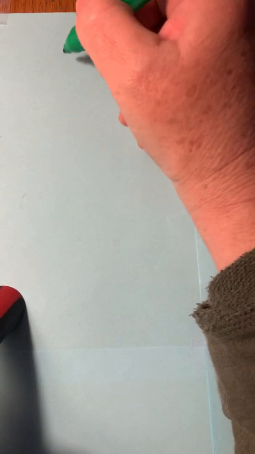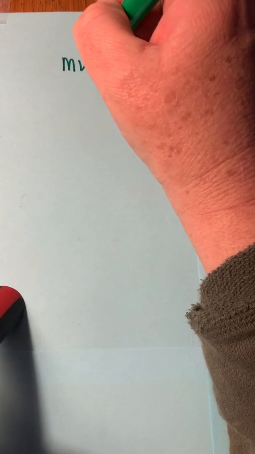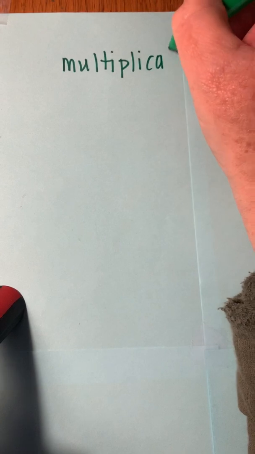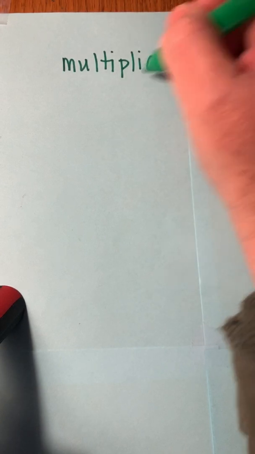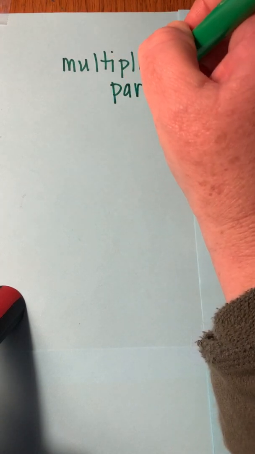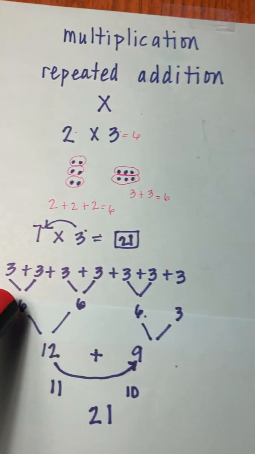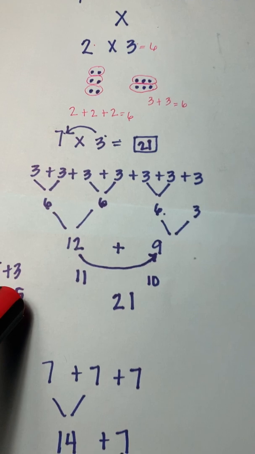Okay, so I would call this multiplication part 2. So I showed you how multiplication is just adding over and over.